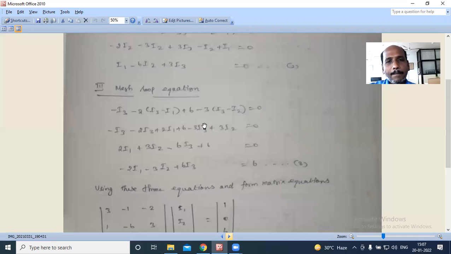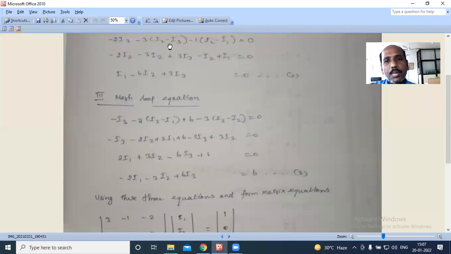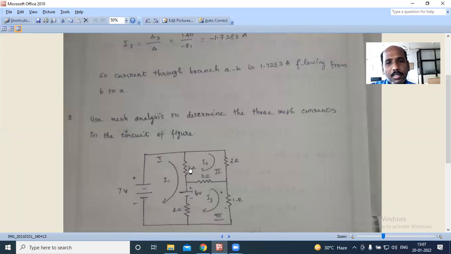That is this one. Here in mesh 2, I'm writing -3 into I2 minus I3. And next is the next resistor, the 1 ohm resistor. Let us see the diagram. Again, I will show the diagram here. The 1 ohm resistor is there. So here -1 ohm, -1 into the current that flows through the 1 ohm resistor, what? I1 and I2. This time I'm writing the equation with respect to mesh 2. I need the voltage drop due to the second mesh current.